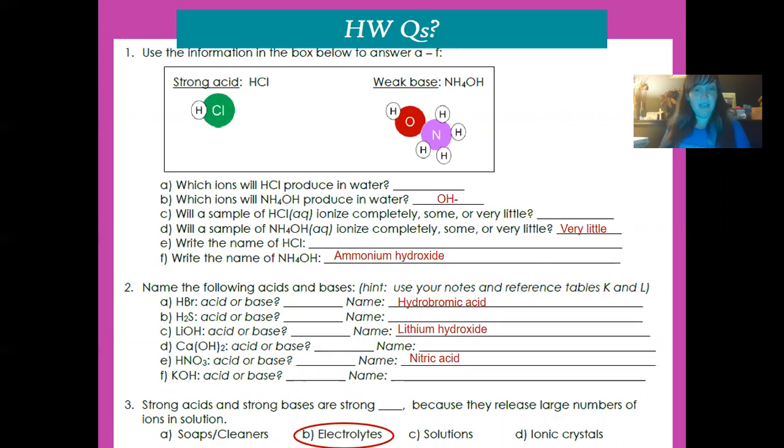So the first one, HBr, we're going to say hydro, then change the name of the element ending to ic, and then add the word acid. So it's hydrobromic acid. C is a base, so you just say the name of the two ions, lithium hydroxide. E is on your reference table, that's nitric acid. Number 3, strong acids and strong bases are strong blanks because they release large numbers of ions in water. That would be the really good conductors, or in other words, strong electrolytes.